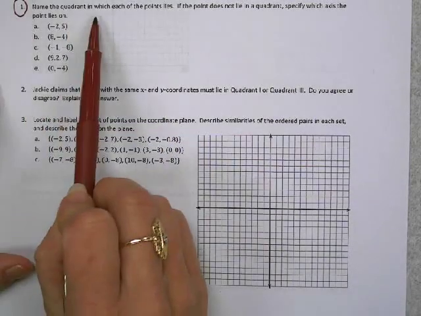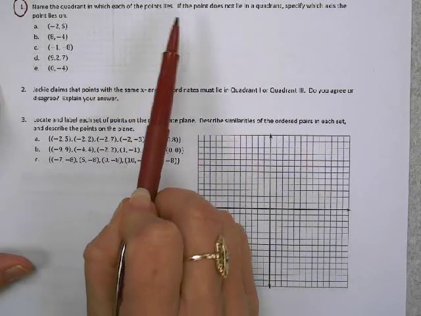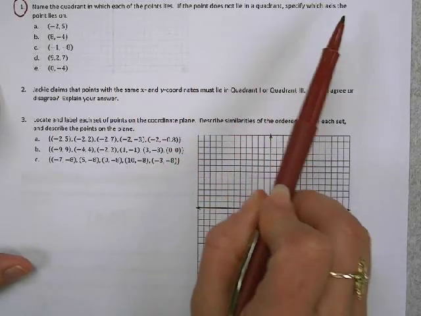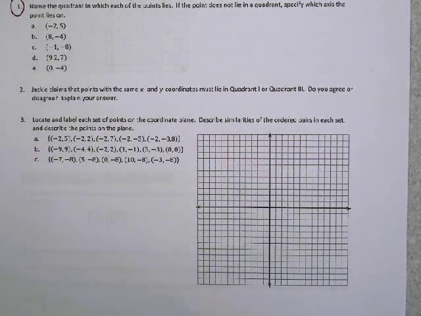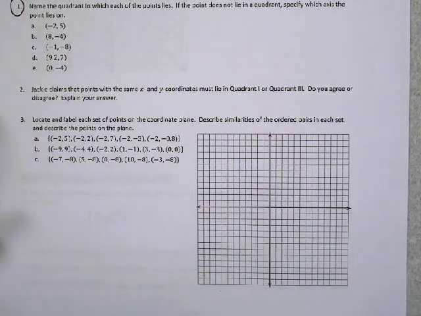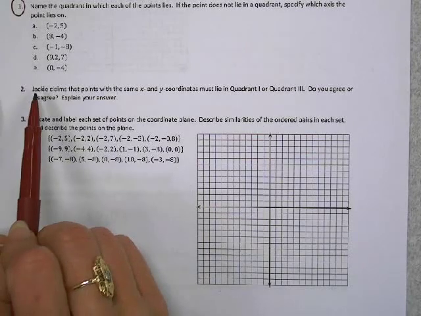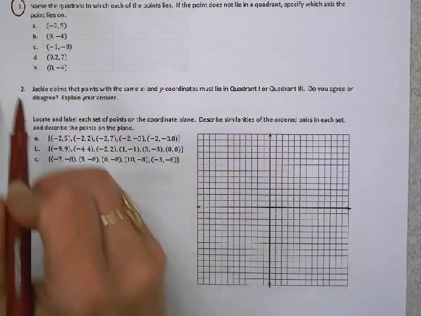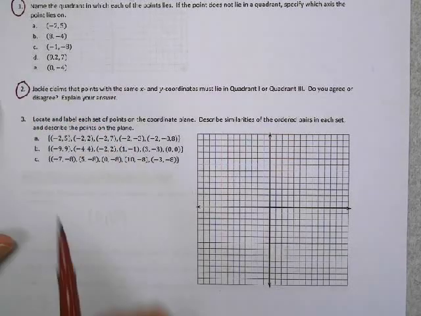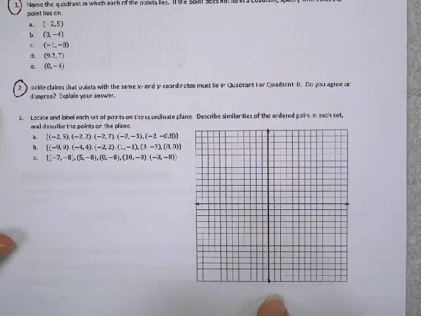So number 1 says name the quadrant in which each of the points lies. If the point does not lie in a quadrant, specify which axis the point lies on. So think about those zeros as an x or a y coordinate. So you're going to do number 1. And then number 2 asks you a question, and you have to tell whether you agree or disagree and explain your answer. So you also have a coordinate plane down here.